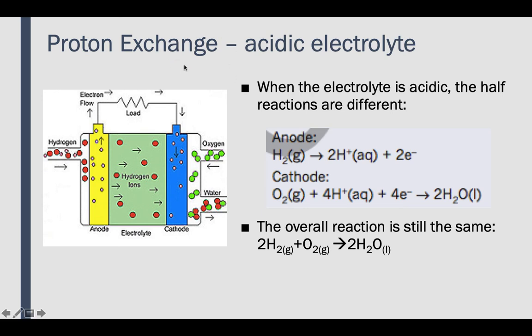So, proton exchange. It is an acidic environment. Hydrogen is again at the anode, but in this case you are balancing it in an acidic environment, where hydrogen is turning into hydrogen cation. At the cathode, oxygen is being reduced, but you're balancing it as you would in an acidic environment, which is water on one side as a product, and then you use hydrogen cations. The overall reaction is the same. They produce water.